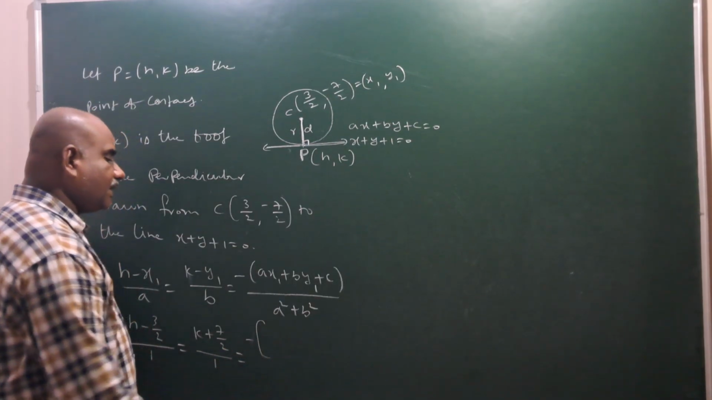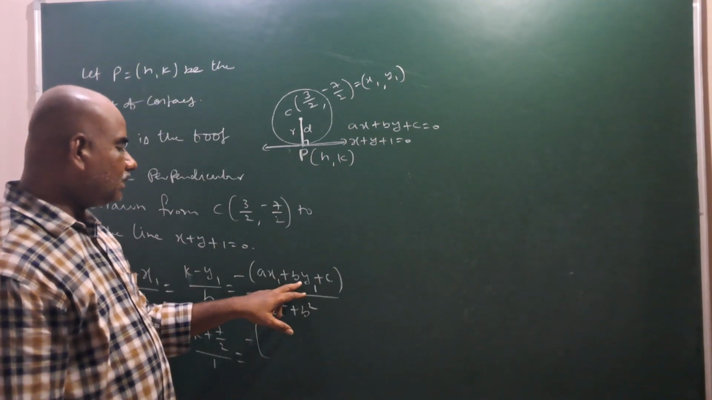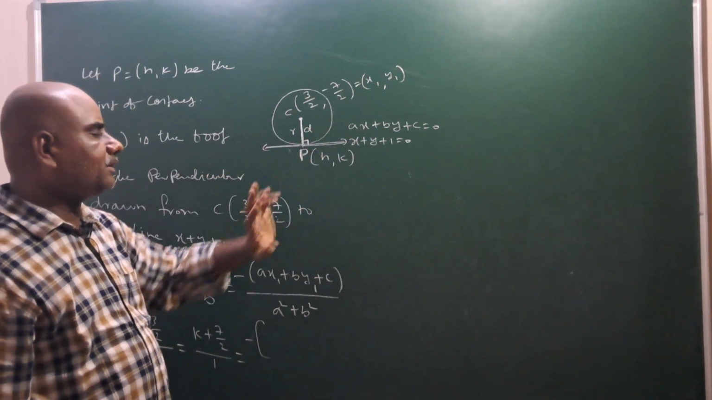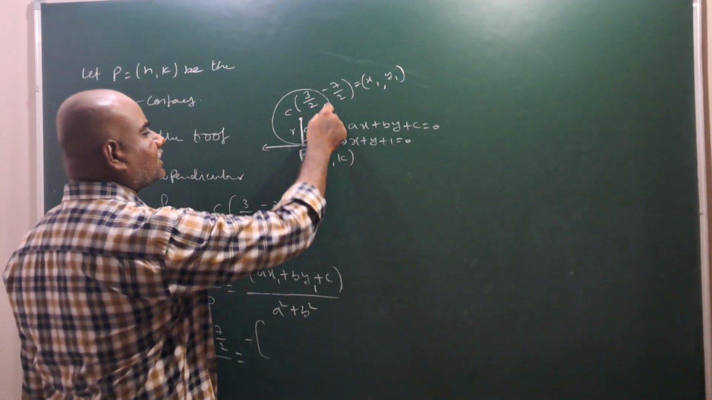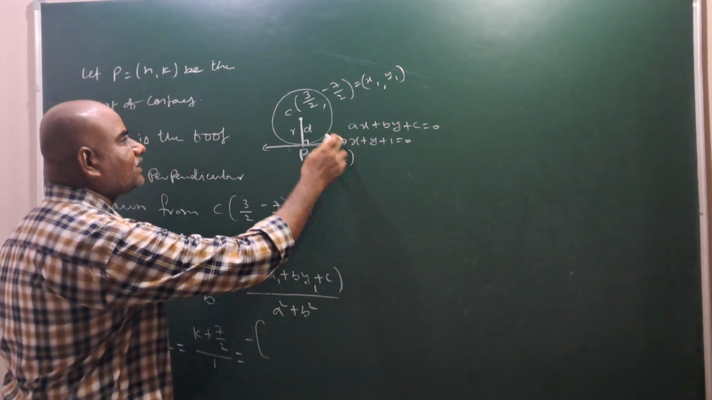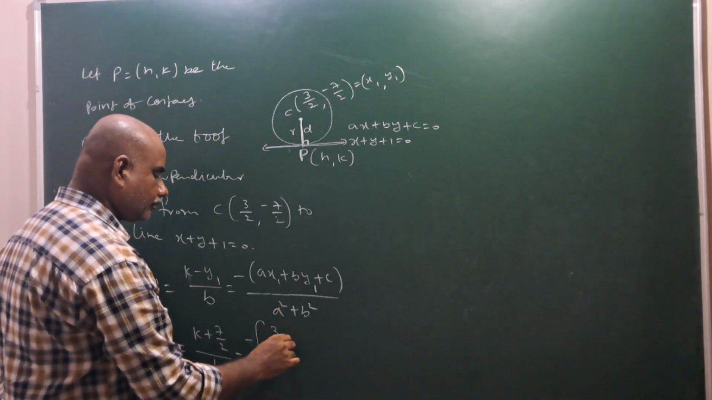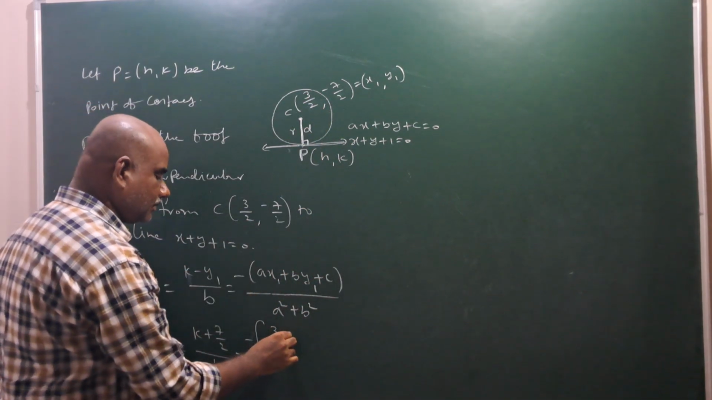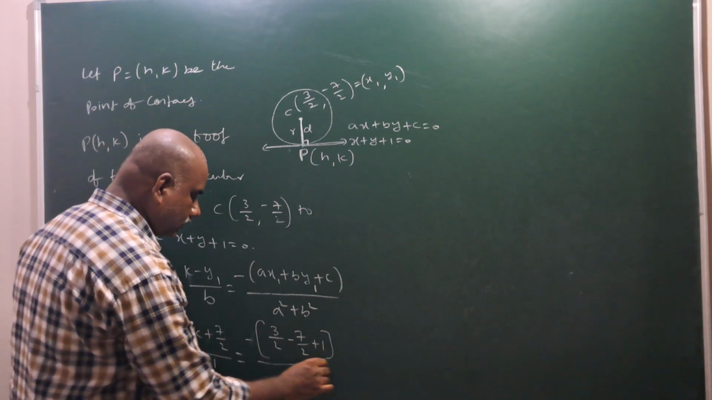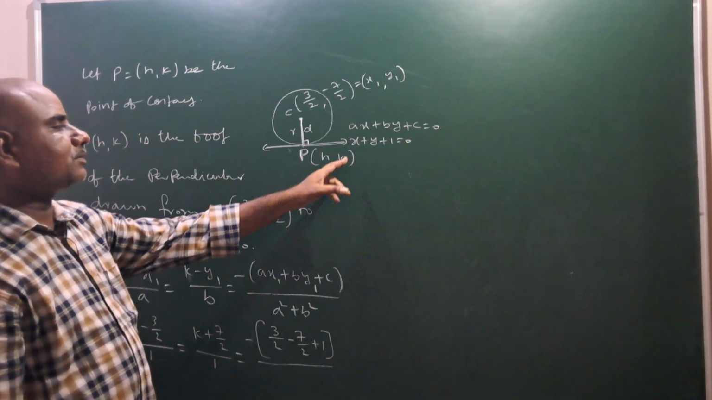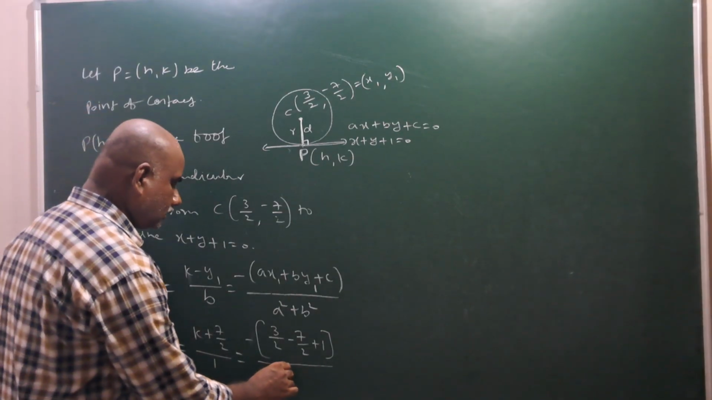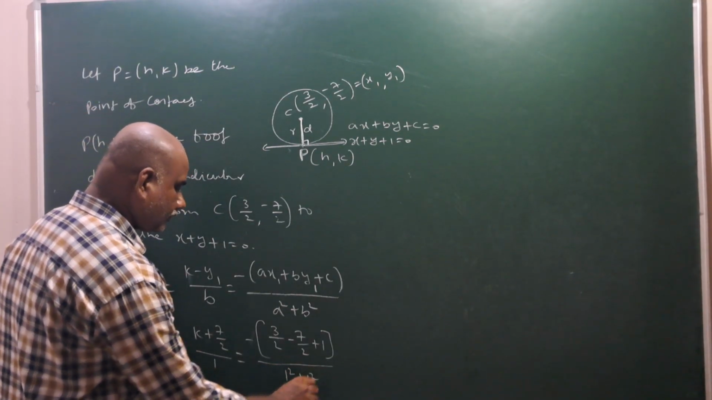Minus of (a x1 + b y1 + c). The meaning of this is nothing but just substituting the coordinates of the center in this line. That is the meaning of a x1 + b y1 + c. So x means 3/2, plus y means minus 7/2, plus 1, over a² + b². a means the coefficient of x, which is equal to 1. b means the coefficient of y, which is also equal to 1. So 1² + 1².